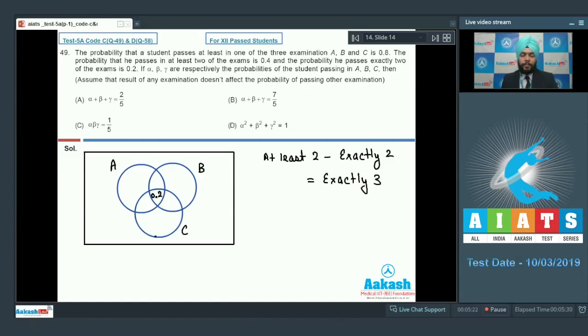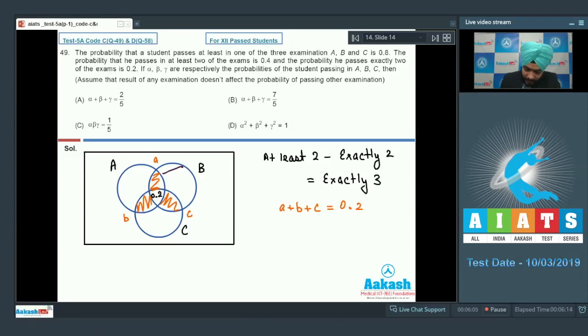0.4 minus 0.2. Now, if alpha, beta, gamma are respectively the probabilities of the student passing in capital A, capital B, capital C exam, then we have to find the relations between alpha, beta, gamma. Students, which is the area for exactly 2 exams that we have? The 2 exam area is this one. Only 2 exams. So let it be small a, small b, small c. So we know that small a plus small b plus small c will be 0.2, because it is the probability that he passes in exactly 2 exams.